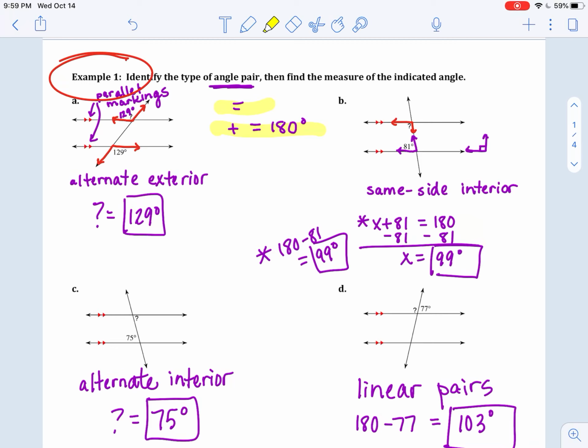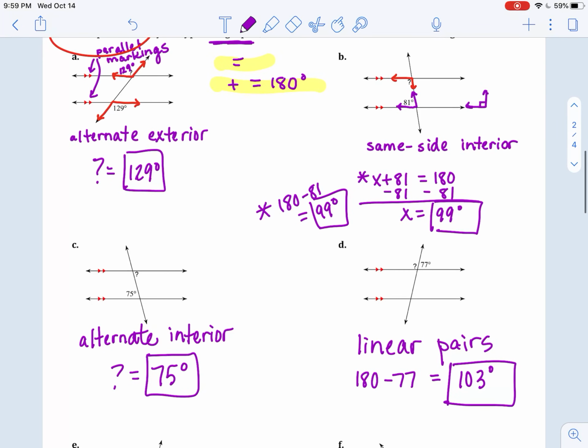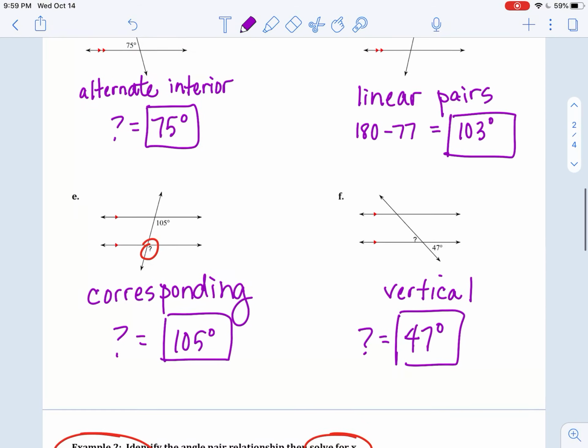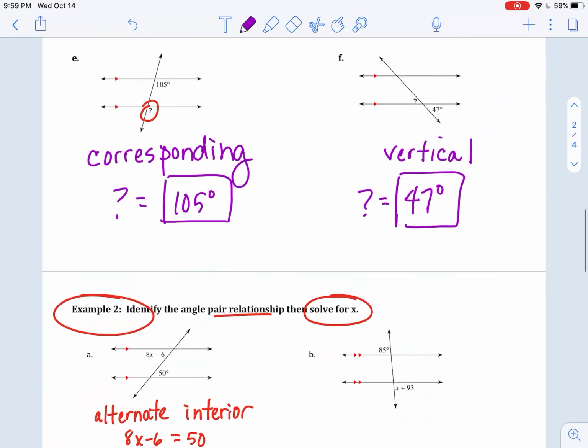In the first one, we had alternate exterior angles, so they should be equal. If one of them is 129, then the other one's 129. In B, we had same side interiors, so they should add to 180. You could subtract the 81 that you see in the picture from 180, or you can make it into an algebraic equation and say x plus 81 equals 180 and solve it that way. We did all of these in example 1 in the first video.